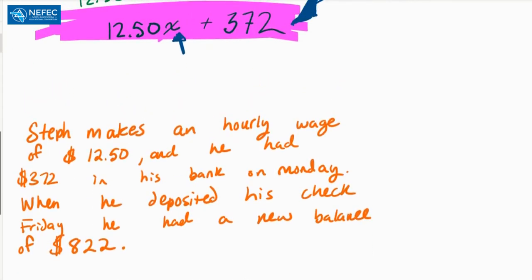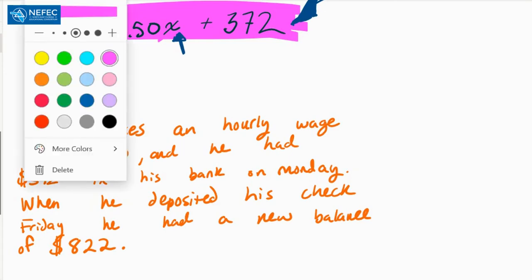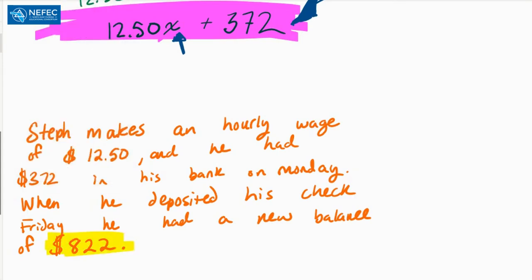So we've got Steph here again. He makes an hourly wage of $12.50, and he had $372 in his bank account on Monday. When he deposited his check Friday, he had a new balance of $822. So this context is different because we actually have a specific amount of money at the end of the context, which means we are going to have a specific hourly wage happening. This is not a situation where this is going to vary, but it is still unknown. And so I still could use, and I'm going to use, a variable to represent that amount.